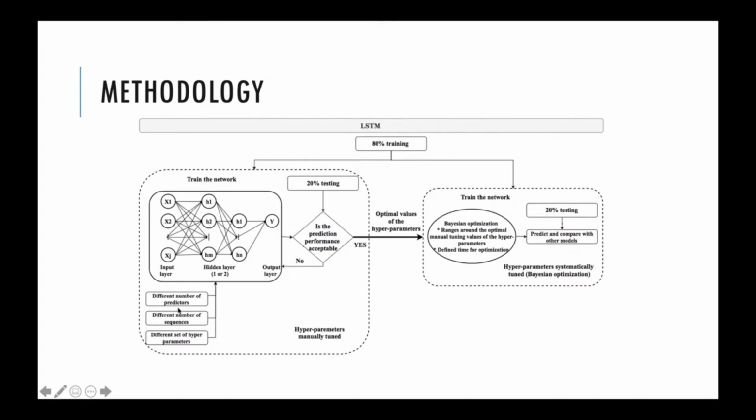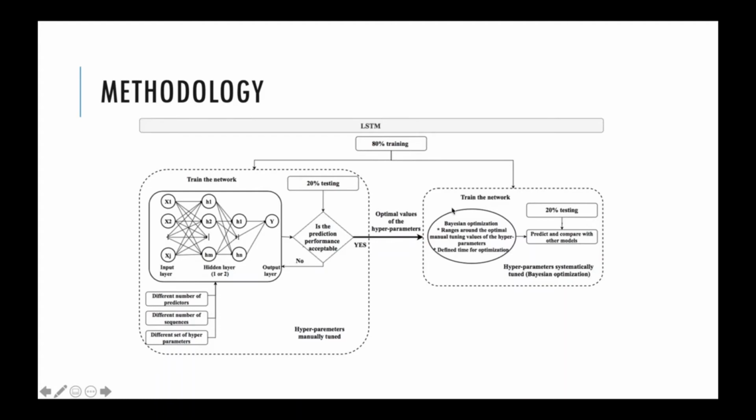So for the manual tuning, what we did is that we had different combinations of predictors, number of sequences, and sets of parameters. We put them in the network, we trained the network, we used the testing set to predict, we checked the results, and we kept on trying different combinations of these inputs till we got satisfying results or good results. And then we had to stop at a point where we didn't get better results.